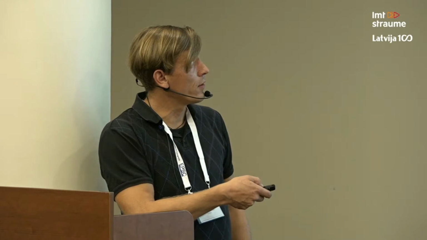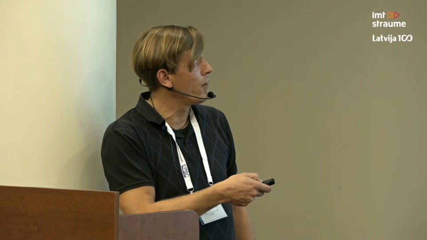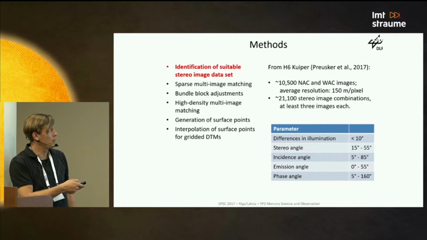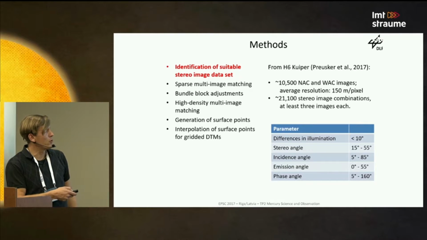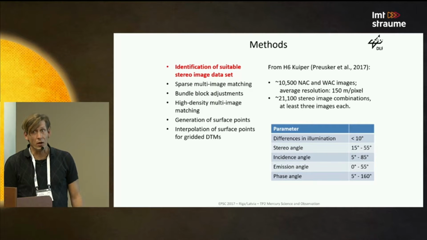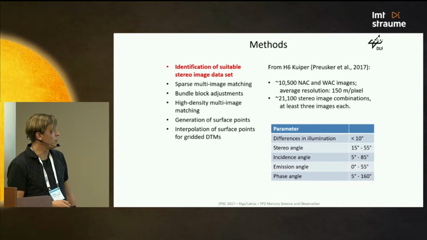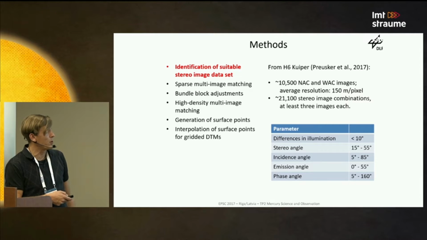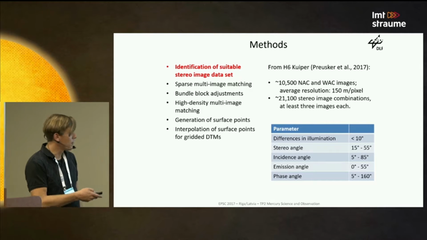So for H6 we have 10,000 NAC and WAC images with an average resolution of 150 meters and about 20,000 stereo image combinations, with at least 3 images each in these combinations.